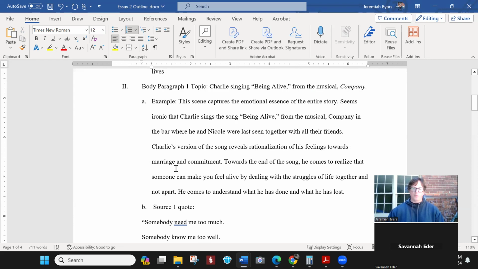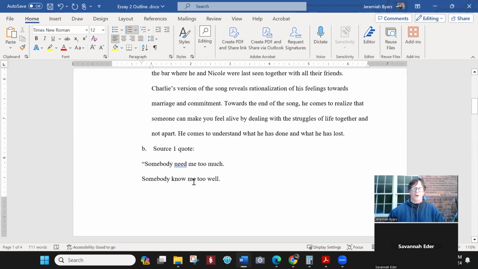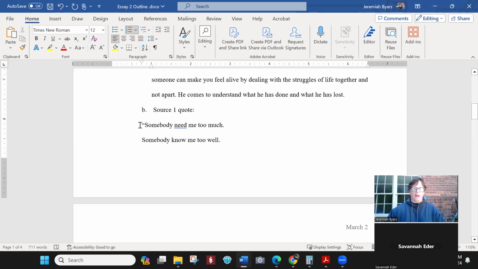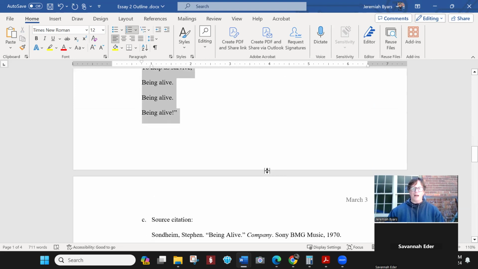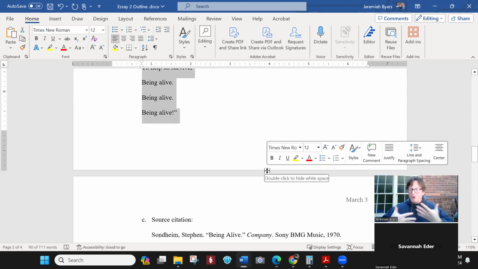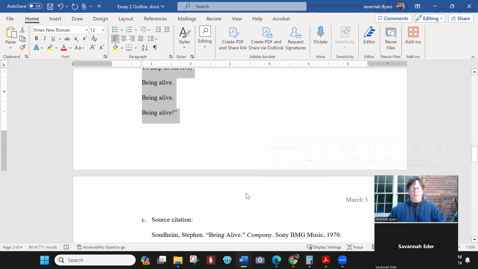Charlie's version of the song reveals rationalization of his feelings towards marriage and commitment. Towards the end of the song, he comes to realize that someone can make you feel alive by dealing with the struggles of life together. Now, a lot of people would put a really long quote in their outline, which is totally fine. My outlines had these huge chunks of quotes, and then I would cut them up when I actually wrote my papers.